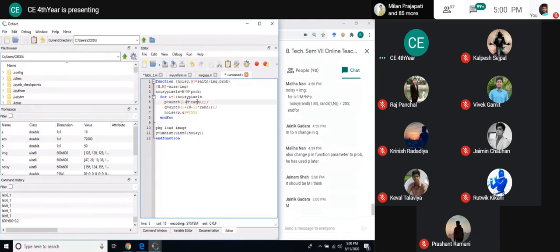Tell me about any other range if required. Noisy, I should write noisy here. That will help me. But the problem will be I should use image here. Image value should be 255 at that location, and my noisy itself is my image. So tell me if any further change is required.